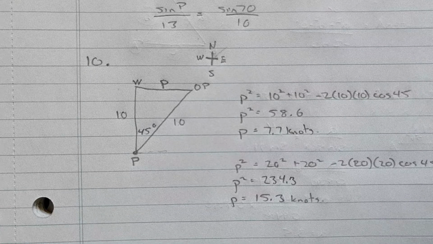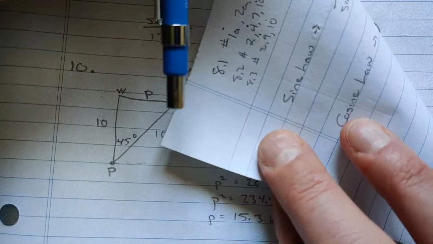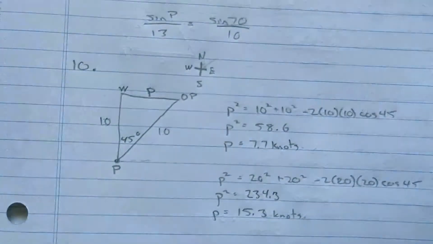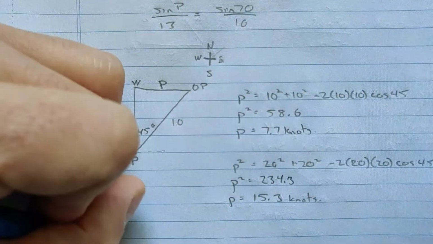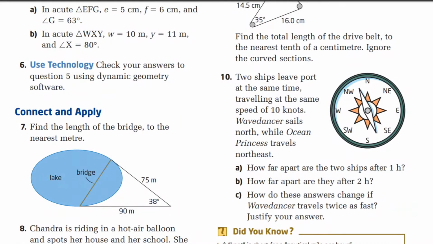The last part here I want to take a look at is just finding angles with the cosine law. So a couple questions. What questions we have? There was 2, 9, and 10. I just want to take a look at questions number 9 and 10 for that. So we take a look here.